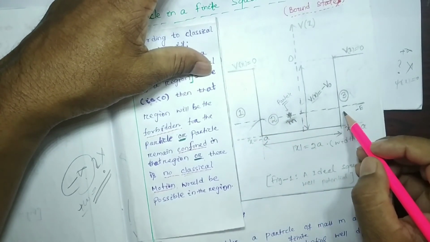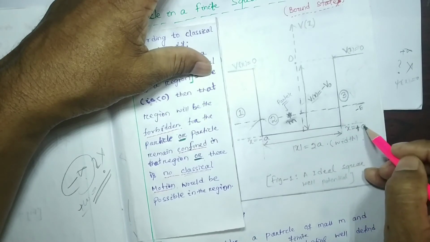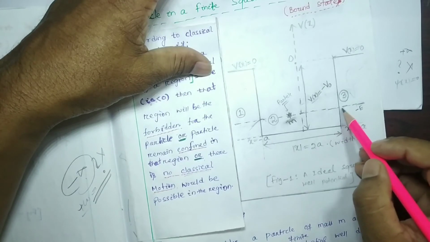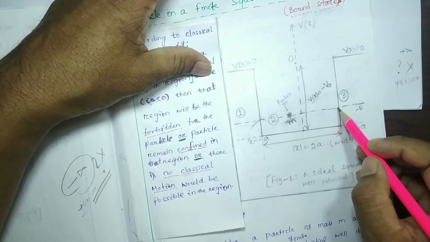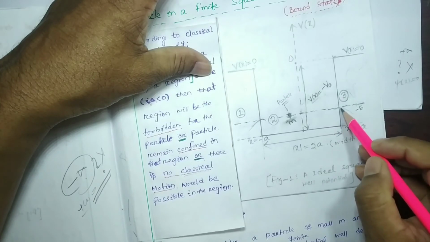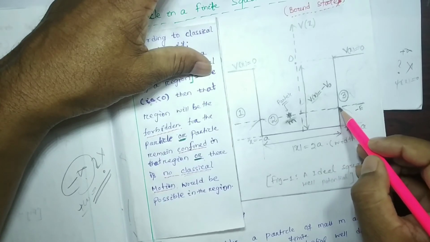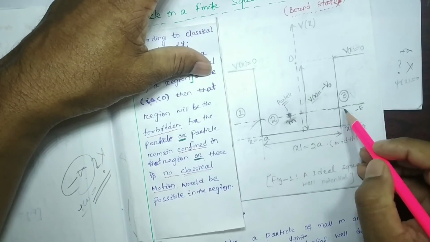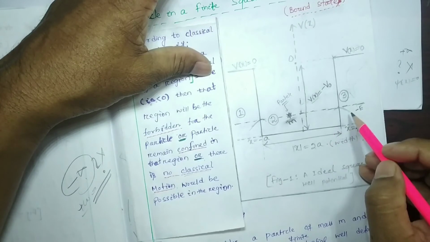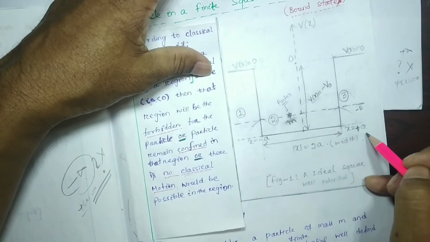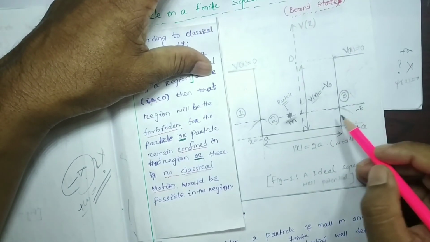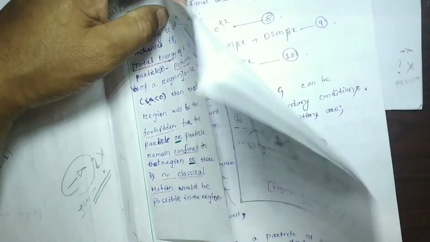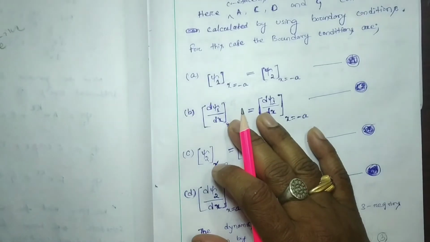Similarly, the wave functions at x equals a for regions 2 and 3 will be equal, and the first derivative is continuous, meaning the wave function changes smoothly from here to this region, at exactly this point. So the first derivative of psi 2 will be equal to the first derivative of psi 3 at x equals a, and also psi 2 at x equals a equals psi 3 at x equals a. These are the 4 boundary conditions I have written over here.